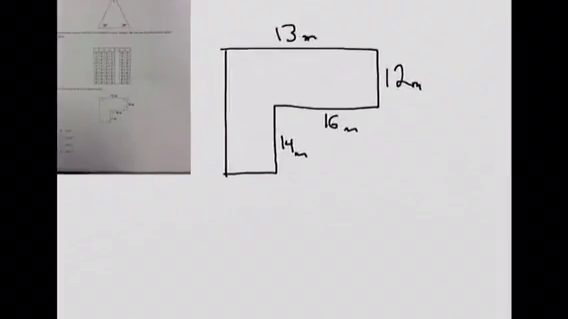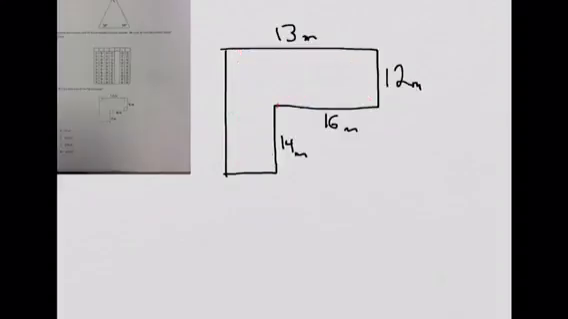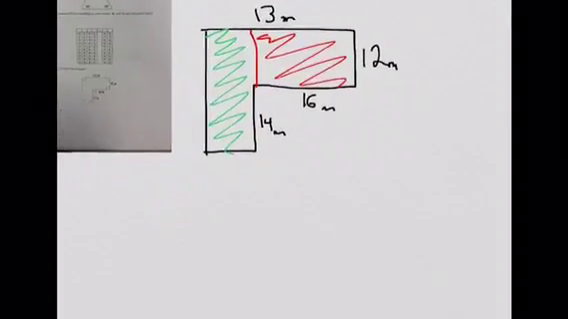It can be made up of this rectangle right here and this rectangle right here, or it can be made up of this rectangle and this rectangle. Okay, so now what I'll do is I'm going to figure out the area of, it doesn't matter which one we do. We can do it this way here.